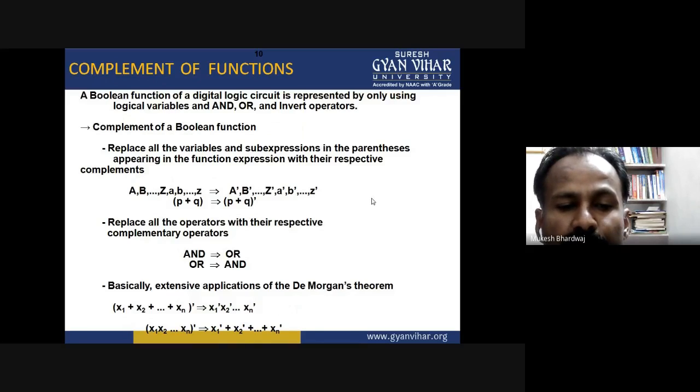The complement of Boolean logic functions or logic expressions may be expanded or simplified by the following steps of De Morgan's law. That is, break the line, change the sign. Okay, it's a very simple technique.